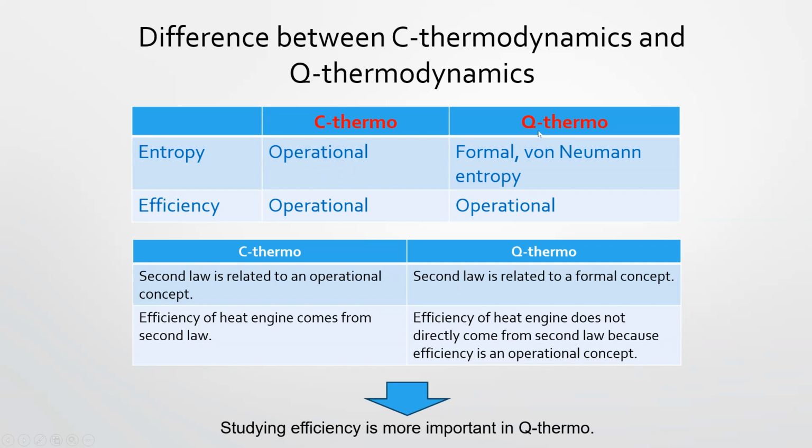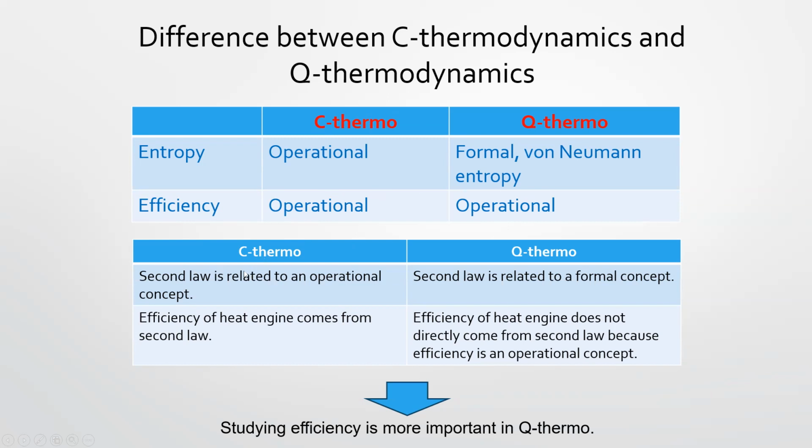But in the case of quantum thermodynamics, entropy is defined maybe by using the von Neumann entropy. But as you know, von Neumann entropy is a very formal quantity. Without considering the operational meaning, we can define von Neumann entropy. You can easily define it by using the trace of rho log rho, minus trace of rho log rho. So this is very formal. And usually we also consider efficiency of heat engine. That concept is always operational, even in the classical and quantum case. So there is some big difference.